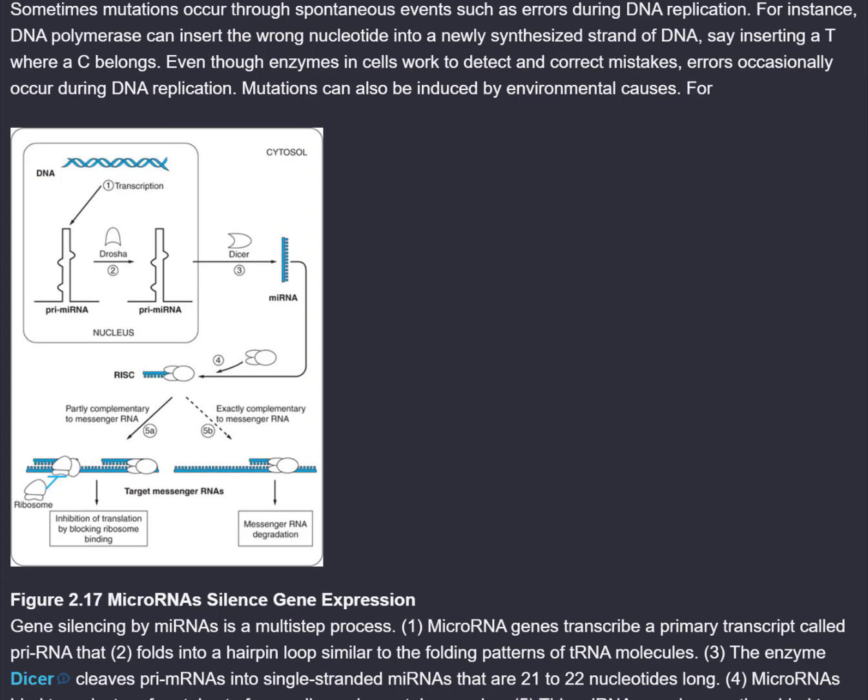Sometimes mutations occur through spontaneous events such as errors during DNA replication. For instance, DNA polymerase can insert the wrong nucleotide into a newly synthesized strand of DNA, say inserting A-T where A-C belongs. Even though enzymes in cells work to detect and correct mistakes, errors occasionally occur during DNA replication. Mutations can also be induced by environmental causes.